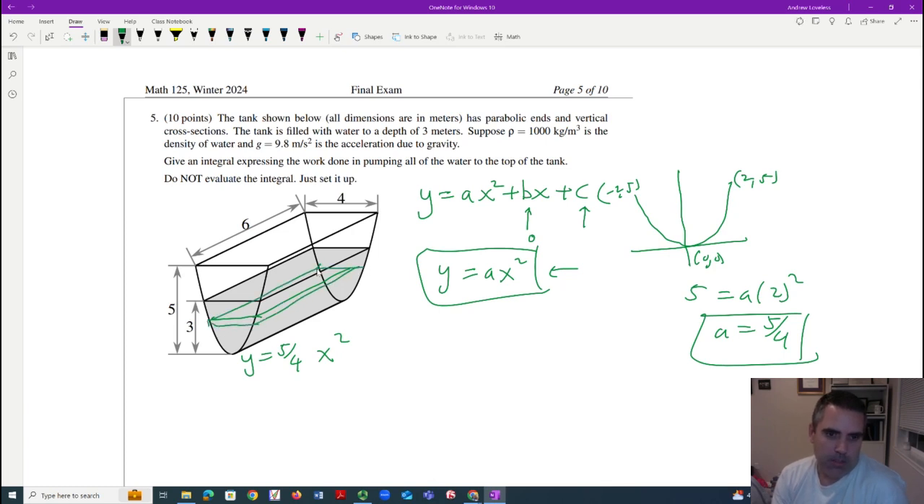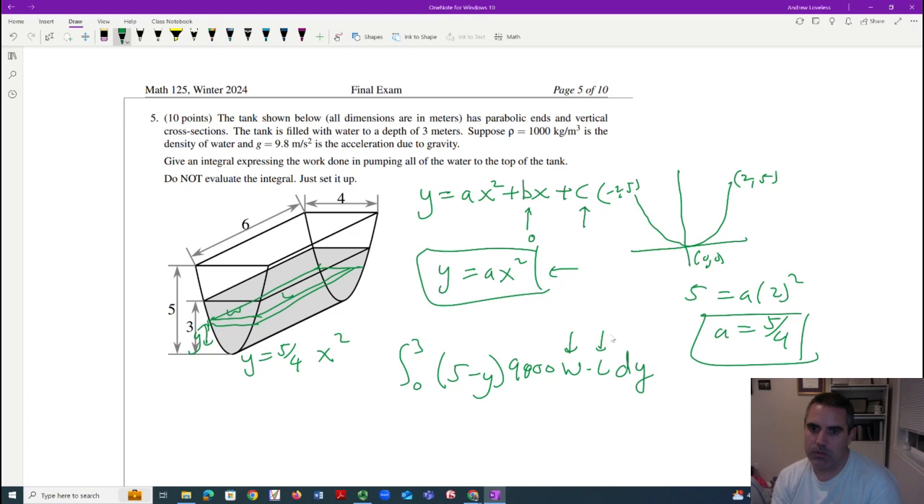Take that piece, its width times length. If we call this y and we're pumping to the top, it's going to be the integral from 0 to 3 of 5 minus y. The density is 9,800. That's width times length dy. And then the rest of your problem will be labeling those two things. And we already know the length is 6. So the only problem is the width. And that's where this would come into play.